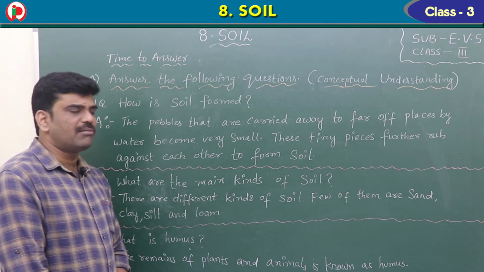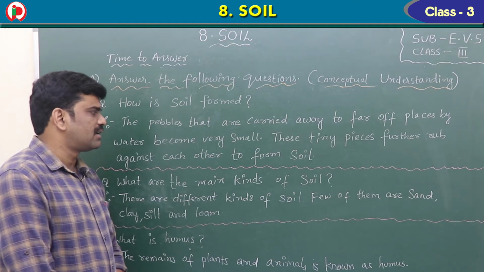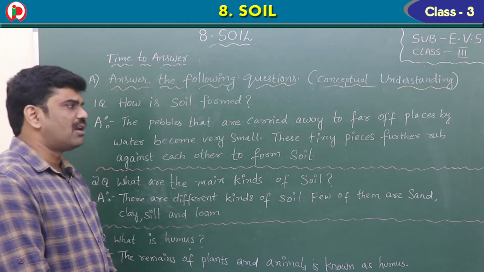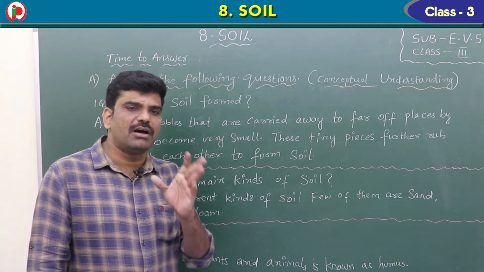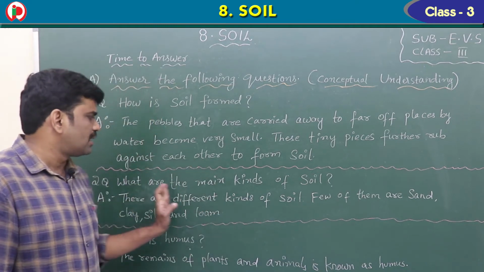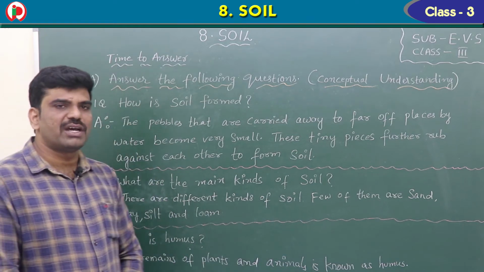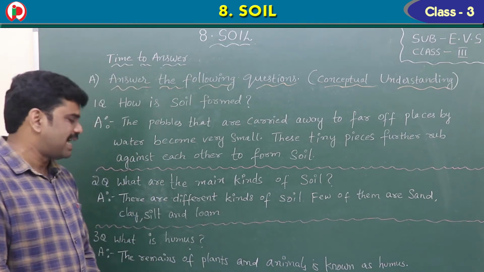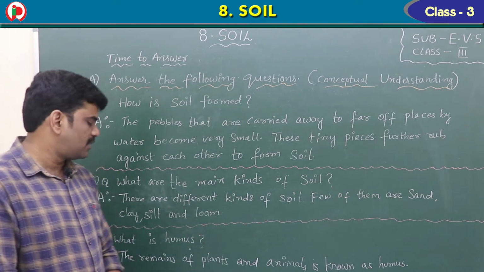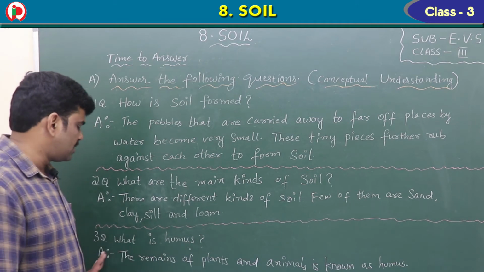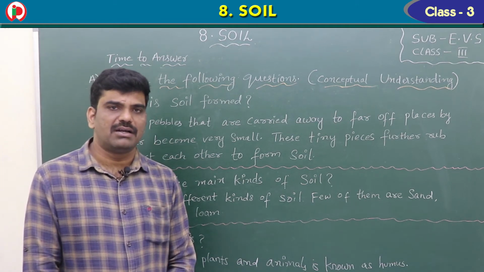How is soil formed? The pebbles that are carried away to far off places by water become very small. These tiny pieces further rub each other to form soil. What are the main kinds of soil? There are different kinds of soil. Few of them are sand, clay, silt and loam. What is humus? Third question. The remains of plants and animals is called humus.